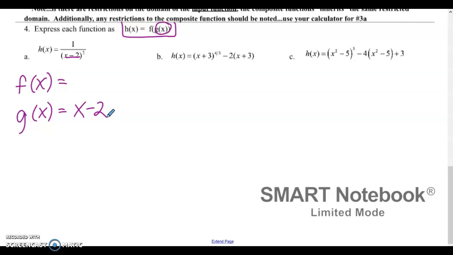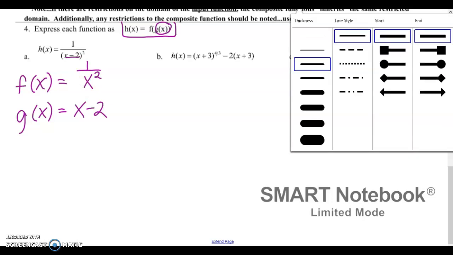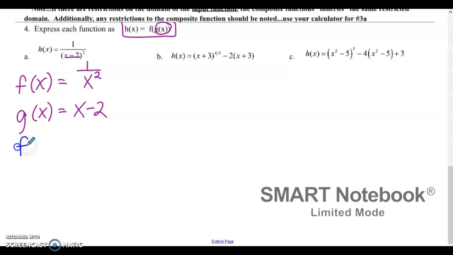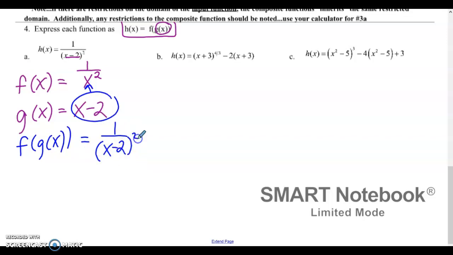Then for f of x, I'm going to leave everything else. I'm going to have that square. And instead of that set of parentheses, I'm going to put an x squared. Because what would happen here, if I were to go evaluate this f of g of x, I would take this expression and put it in right there, which would in fact give me 1 over x minus 2 squared.